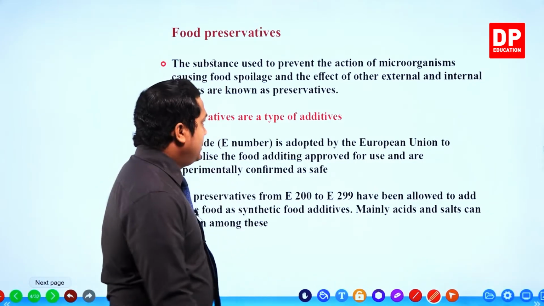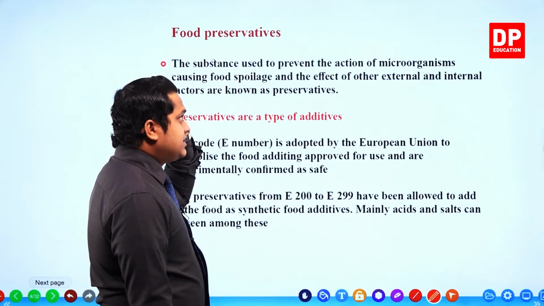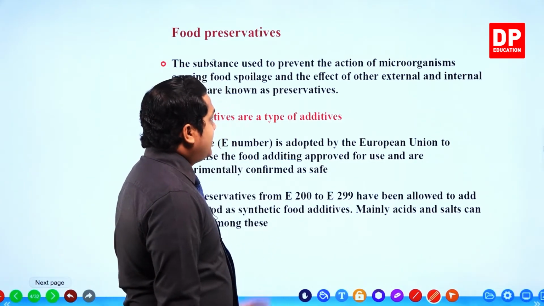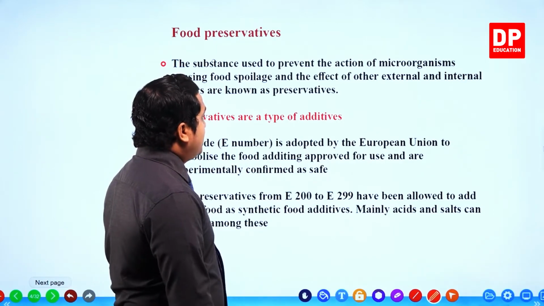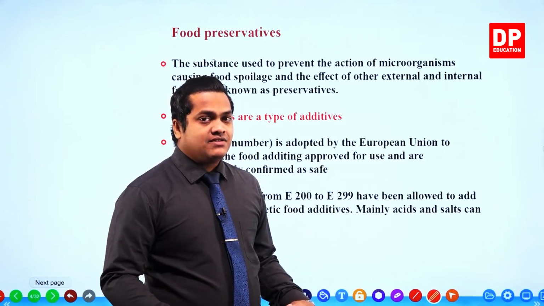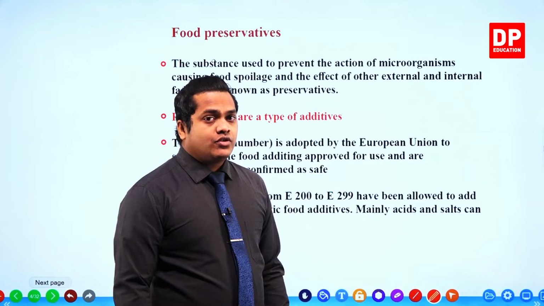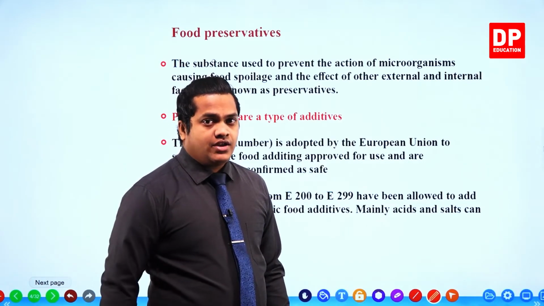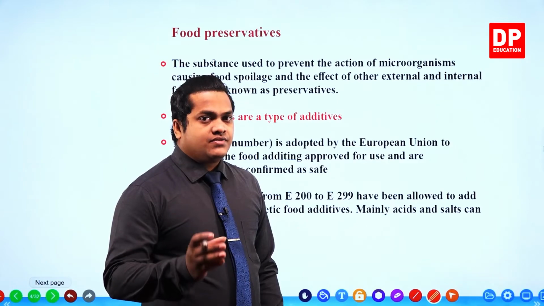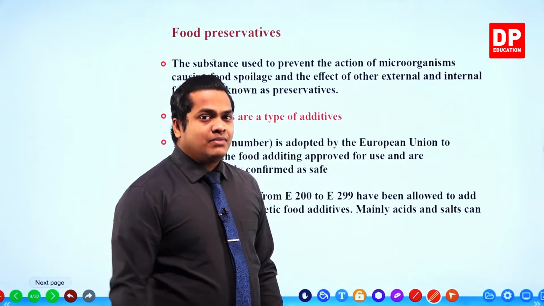You already know that, right? Here, especially the action of microorganisms that cause food spoilage is reduced, and the effect of other external and internal factors that help the spoilage is also reduced, my dear children. So, by adding food preservatives, the microorganisms that spoil the food are destroyed, or their growth is reduced. And other internal and external factors which contribute to the spoilage of food are also reduced. This is the main aim of adding preservatives.